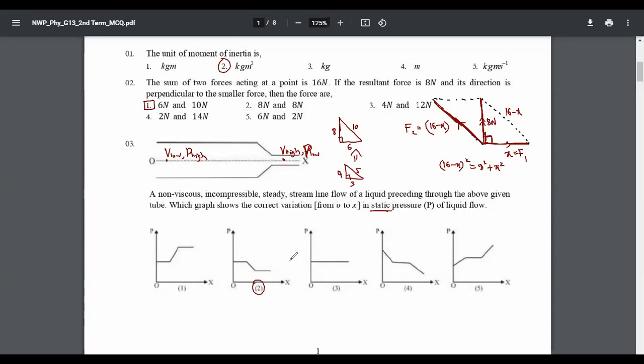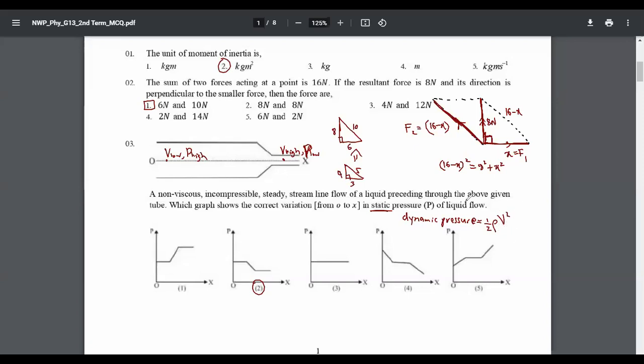Okay. In case they had asked for the diagram for dynamic pressure, what do you think will be the answer? What is dynamic pressure? This is static pressure, people. What kind of graph do you expect if P had been dynamic pressure? Dynamic pressure is half rho v square. That is dynamic pressure.